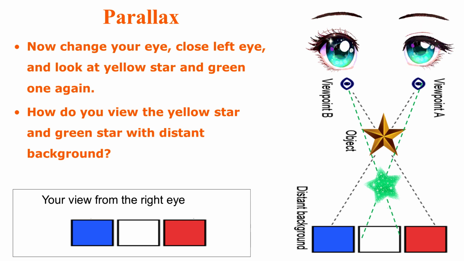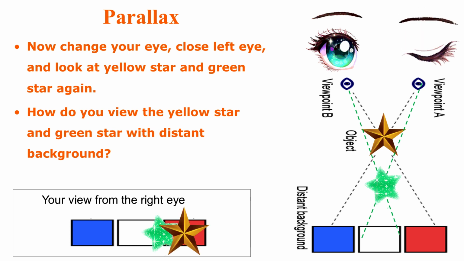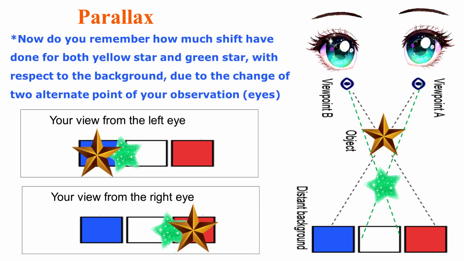Now change your eye. Close your left eye and look at yellow star and green one again. How do you view the yellow star and green star with the distant background? Now, do you remember how much shift has done for both yellow star and green star with respect to the background due to the change of two alternate points of your observation?